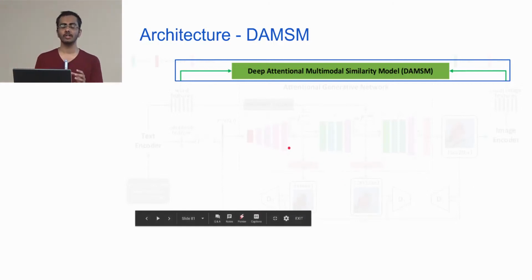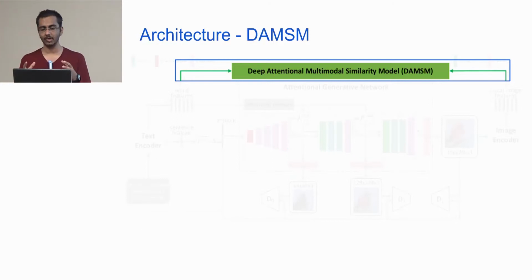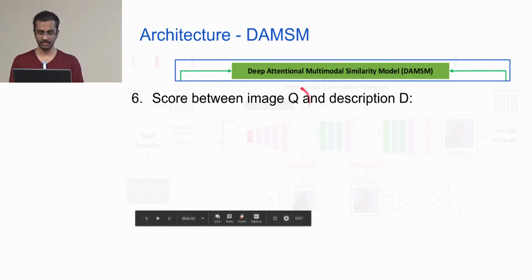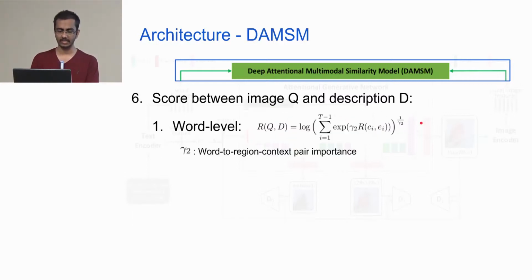So far we have been talking only about sub-regions and word levels, but what we actually care about is seeing whether this entire description matches with the entire image or not. So we'll now look at the global level, or the image and description level. We define the image as Q and the description as D. The word level features are used here to calculate that final global level score, the image description pair score, and that can be done in two ways.